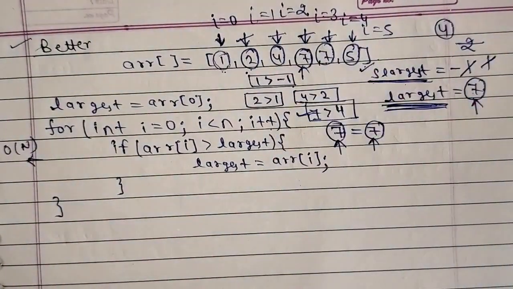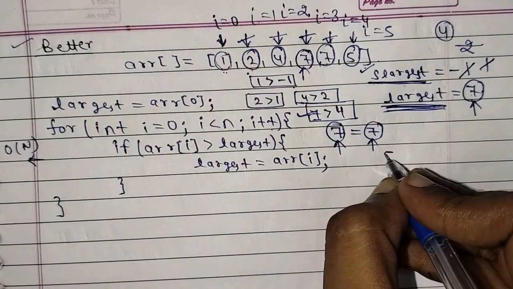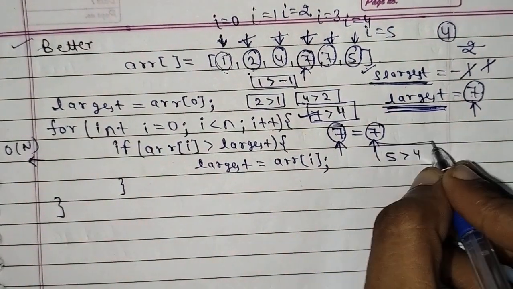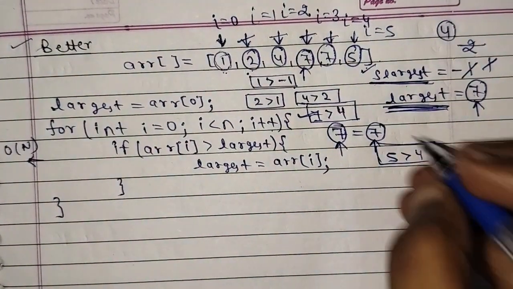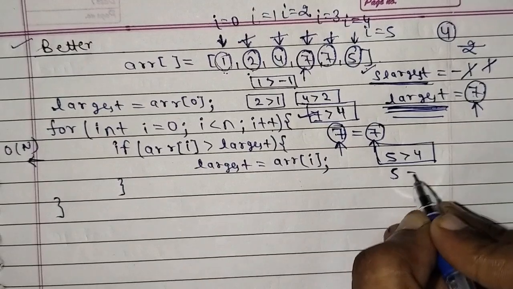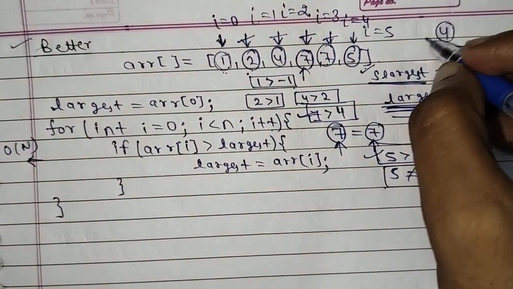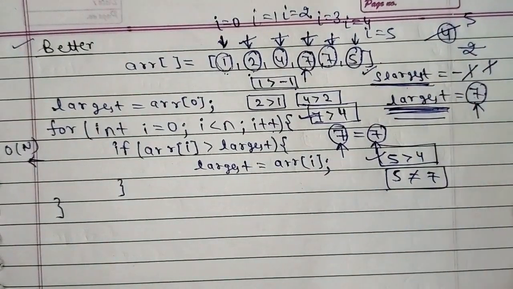Here the element is 5. Are you greater than second largest? Yes, 5 is always greater than 4. At the same time, are you not equal to largest? Yes, 5 is not equal to largest. So update second largest to 5.